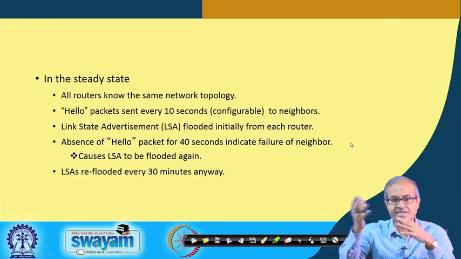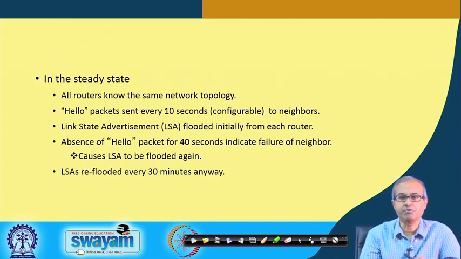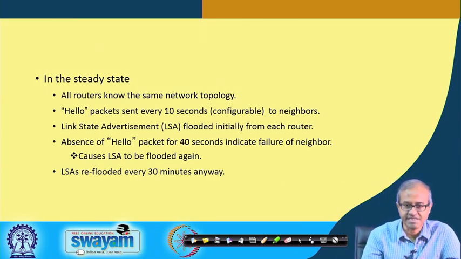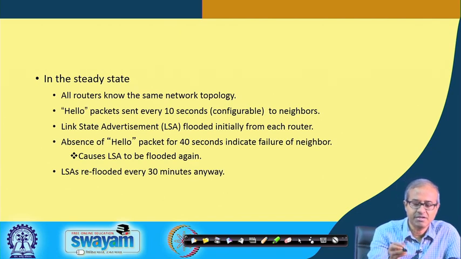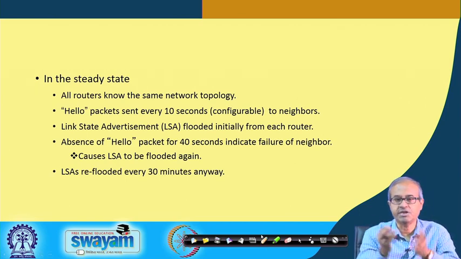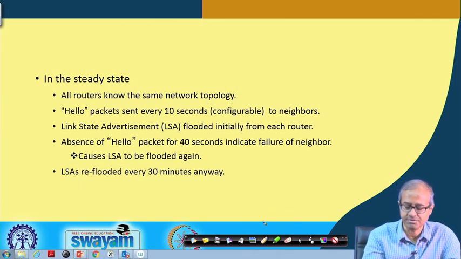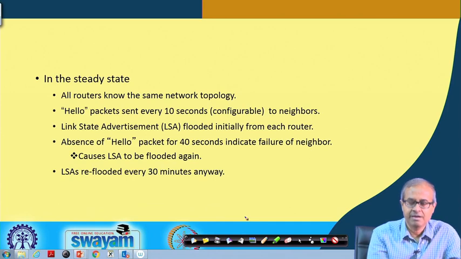So, in the steady state, after the link states are exchanged and all the routers have computed the network topology, the distances, and shortest paths, all routers will finally have the same network topology after the shortest paths are all computed and calculated. Okay. There are a few other things.